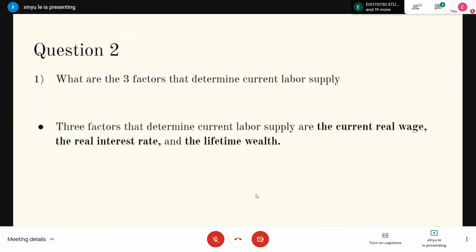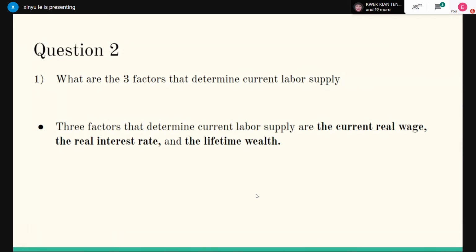What are the three factors that determine current labor supply? The three factors that determine current labor supply are the current real wage, the real interest rate, and the lifetime wealth. Next.